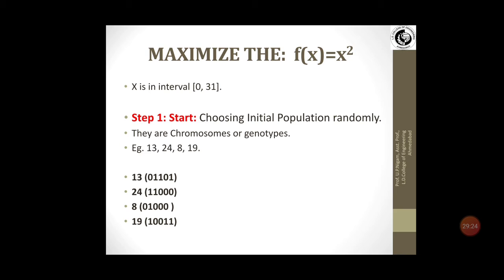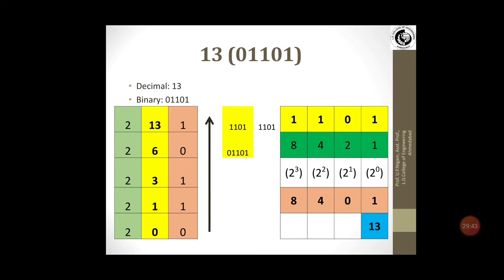13 we can represent in binary form as 0 1 1 0 1. 24 in binary is represented as 1 1 0 0 0. 8 is represented as 0 1 0 0 0 and 19 is represented as 1 0 0 1 1. How has this been occurring? Let's see. So how is 13 actually 0 1 1 0 1? This is actually the process.